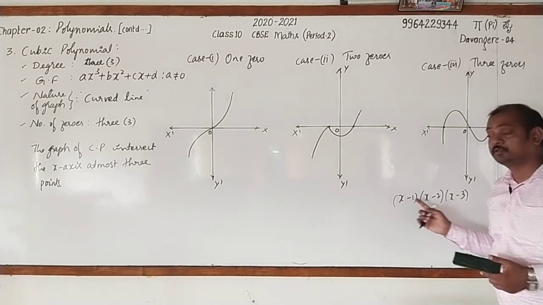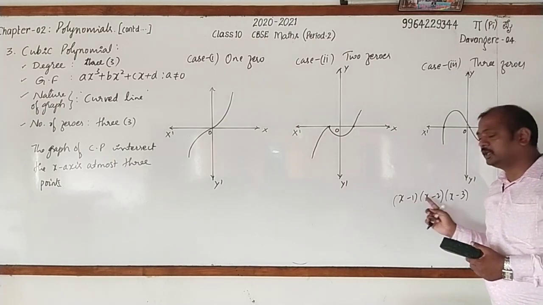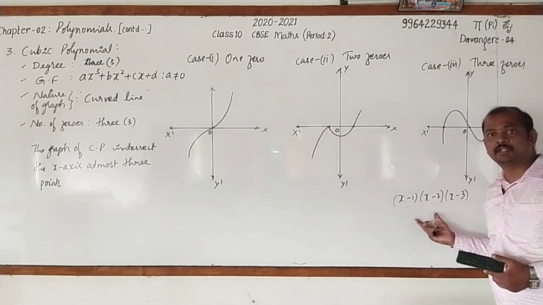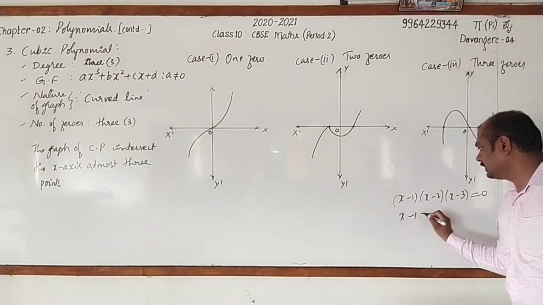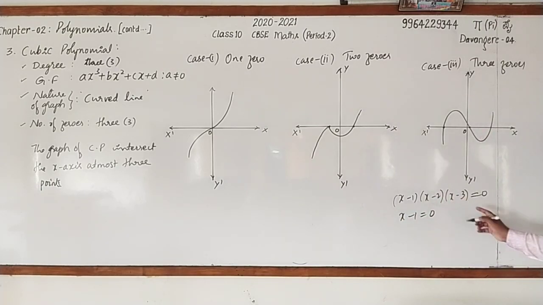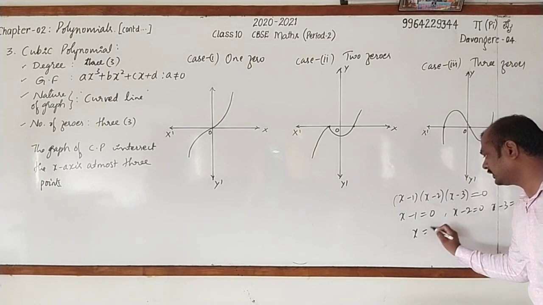I have not taken the polynomial directly. Instead, its factorization is taken only for the sake of understanding. On equating it to 0, see, x minus 1 can be equated to 0, x minus 2 can be equated to 0, and x minus 3 can also be equated to 0. What is the value of x? 1.